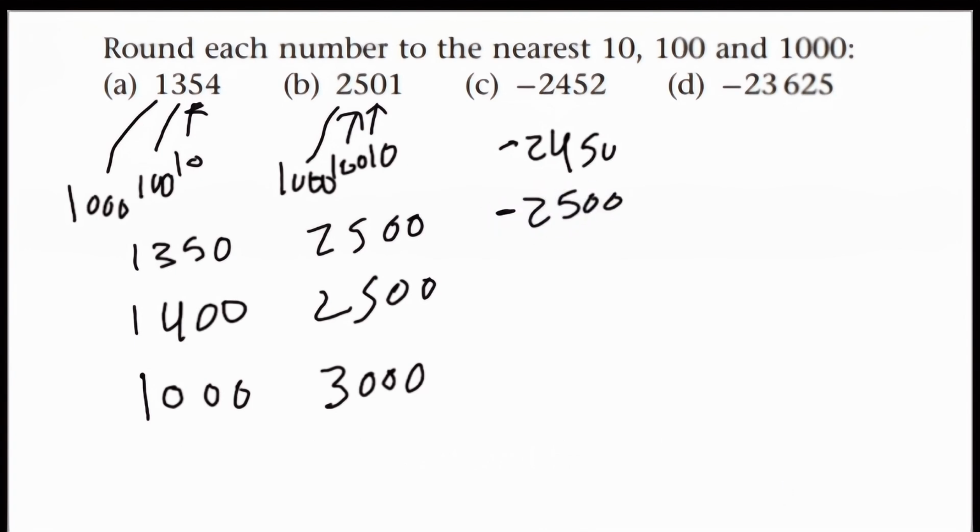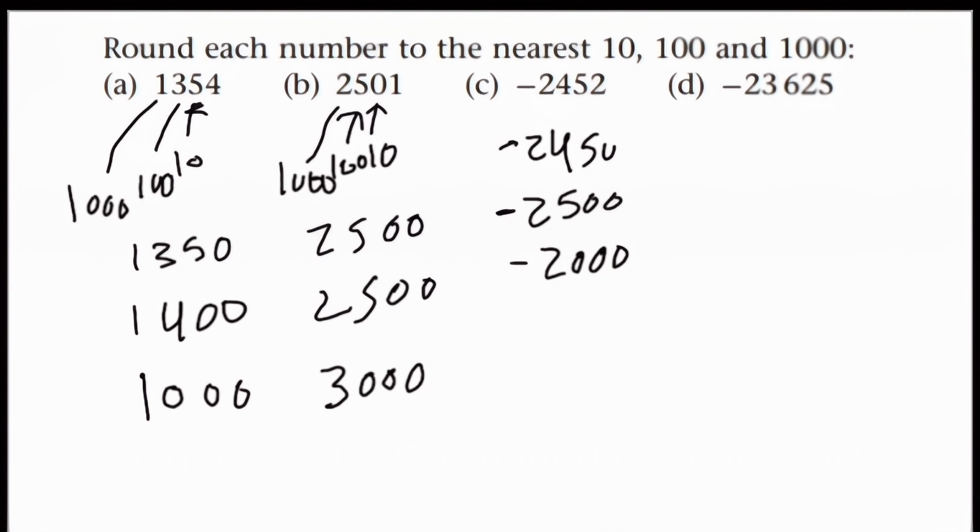Round it to the nearest 1000. Which number is in the 1000 place? 2. Which number is before it? 4. 4 is less than or equal to 4. So it will be negative 2000.